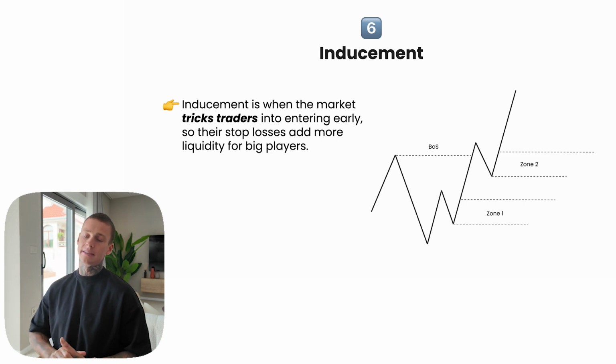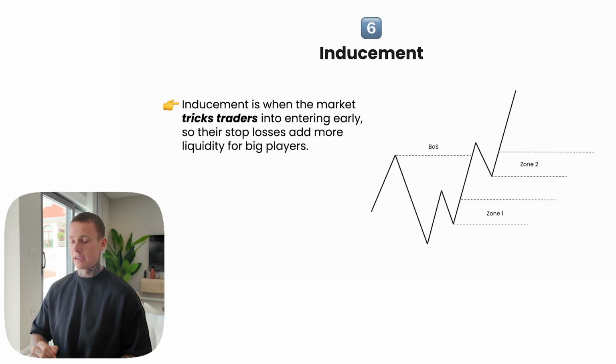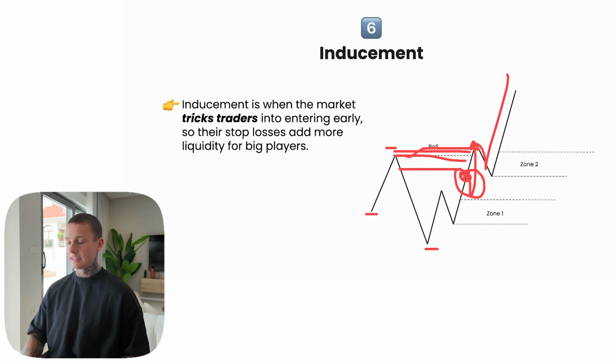Number 6 is an inducement. So an inducement is when the market tricks traders into entering early, so their stop losses add more liquidity for the big players. So in this case here, we have price make a high and a low. Now this is what we've gone through in the other examples already. But when we understand that there's a supply zone here, that there's your 61.8 retracement around this area, when price reacts, what can we expect? Potentially an inducement of the high. So again, trick everyone into going short, then go high, inducing the previous high. That's exactly what we do. Then price just simply continues in the other direction.